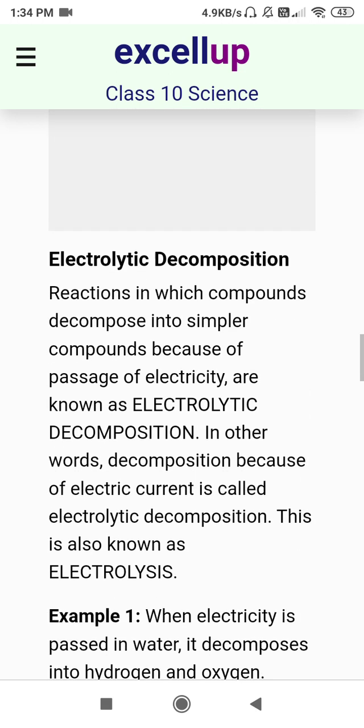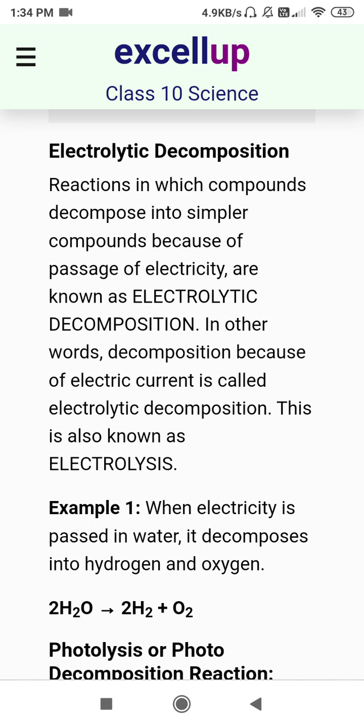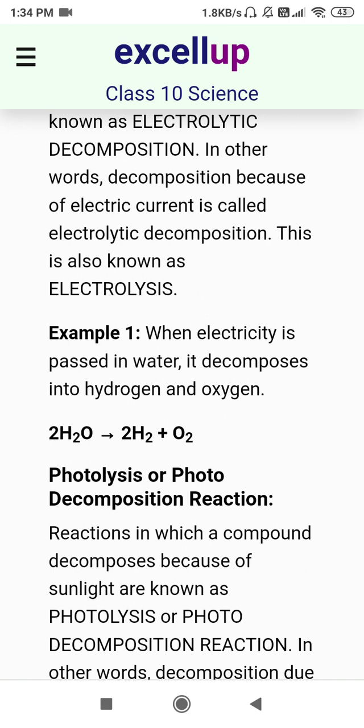Now there is another kind of decomposition, that is called electrolytic decomposition. In this case, the energy comes from electricity, and electrolysis happens, and as a result of electrolysis, the decomposition happens, and that is why this reaction is called electrolytic decomposition. What happens when electricity is passed through water? Water decomposes to give hydrogen and oxygen. The equation is 2H2O is equal to 2H2 plus O2.